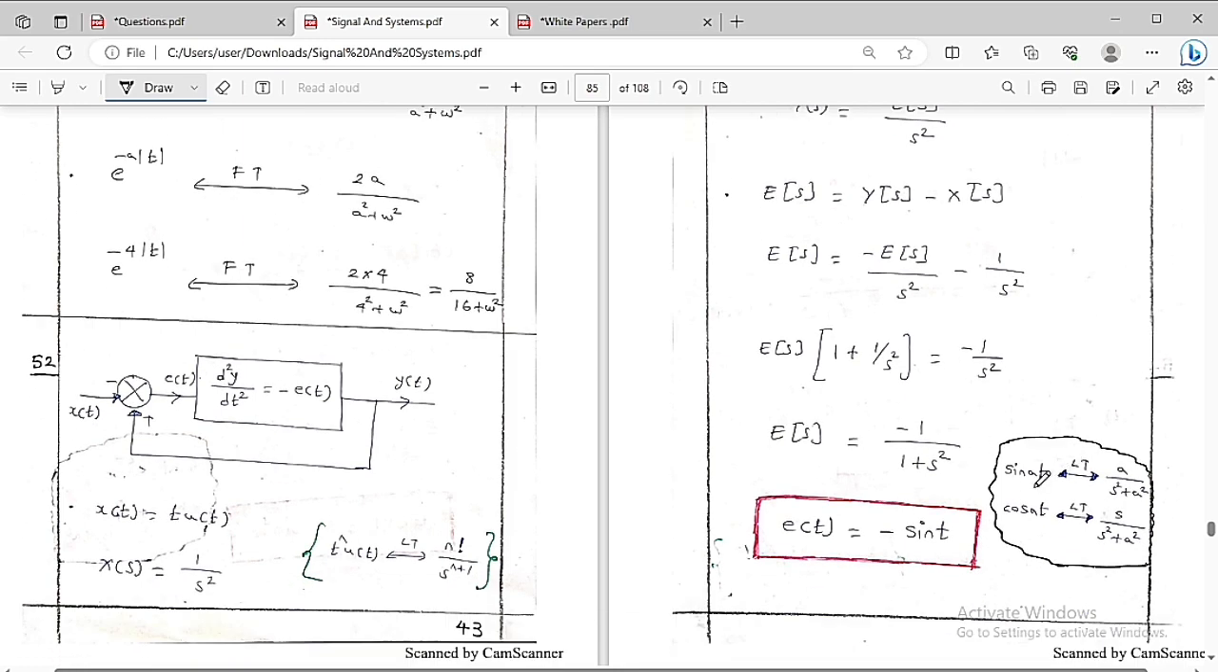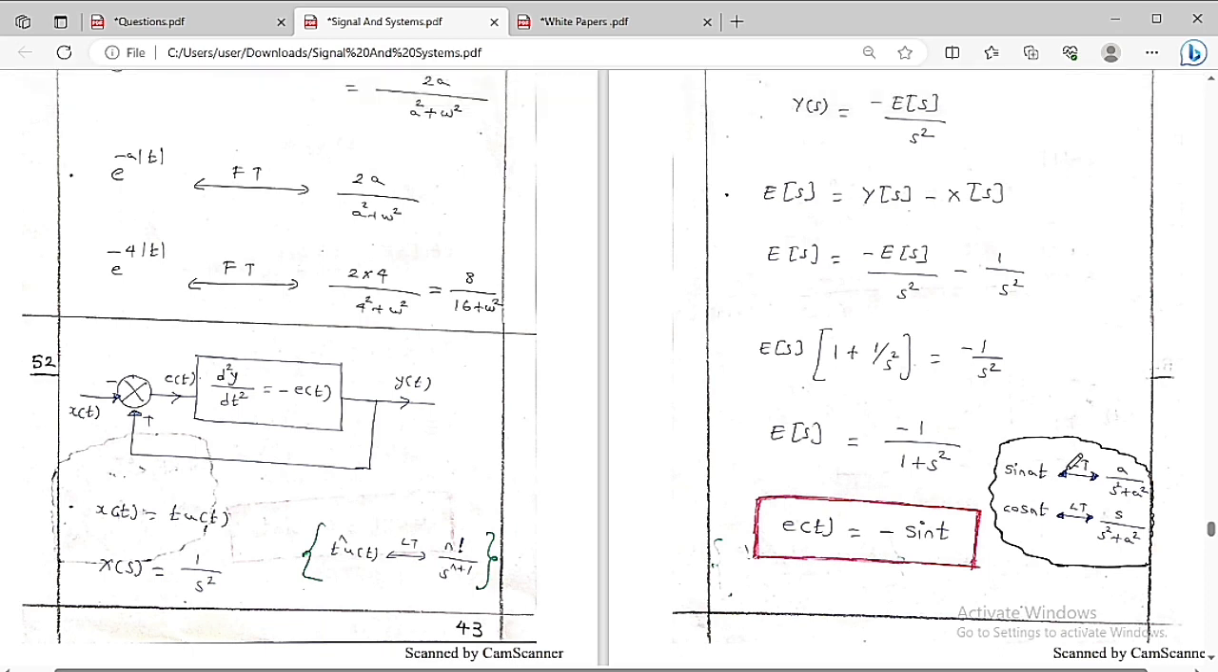So you know the basic formula for sin at, what is that? Sin at into u of t. Basically, we have to write here sin at into u of t.